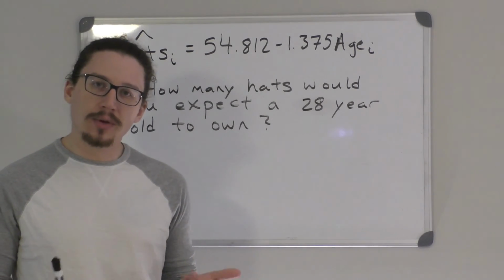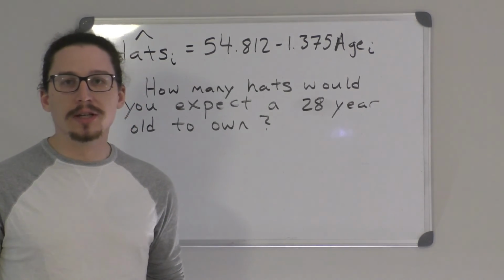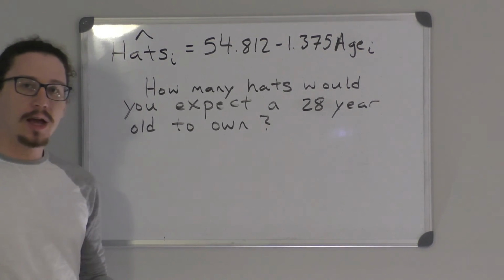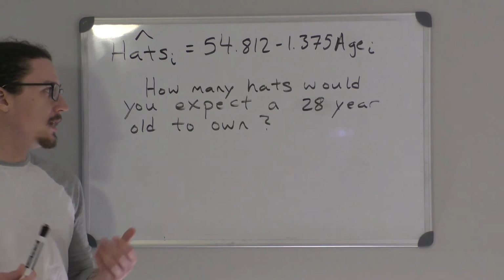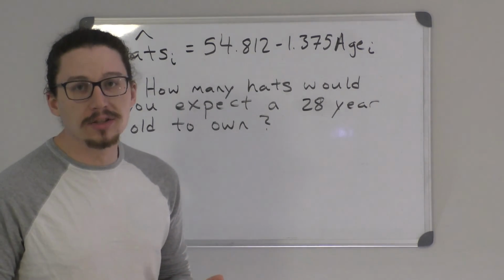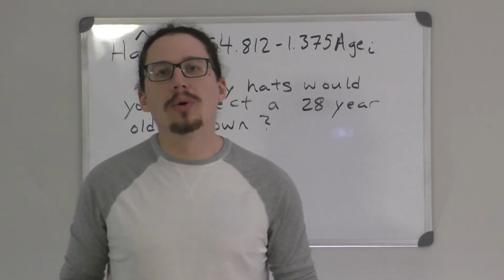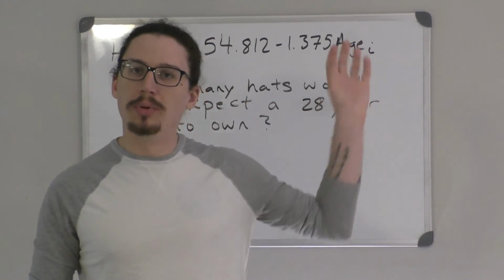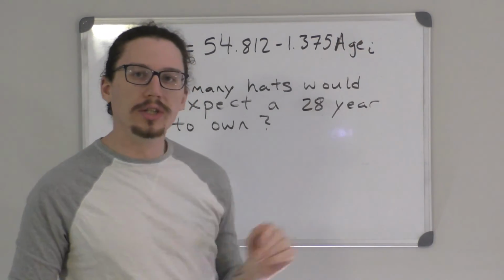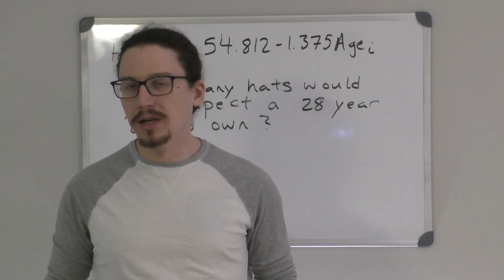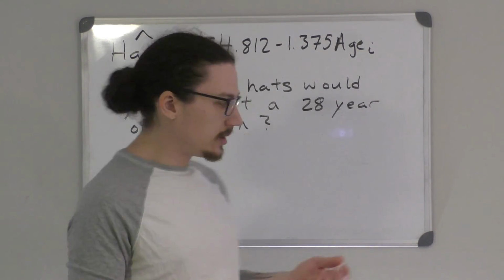Now that we have this, let's say we wanted to make some predictions. Maybe we want to answer this question: how many hats would you expect a 28-year-old to own? To answer that, it's very simple. We take that 28, that's our age, plug it into our regression equation where age is, punch that in the calculator, and that's going to give us our prediction.